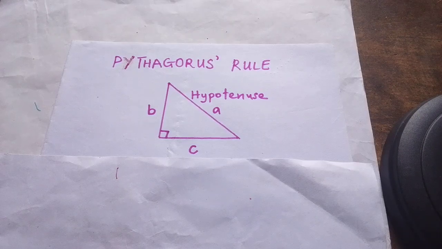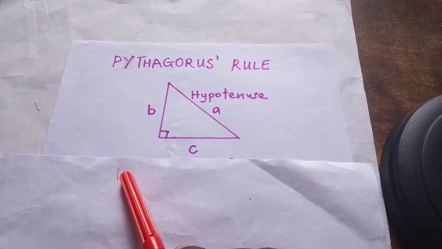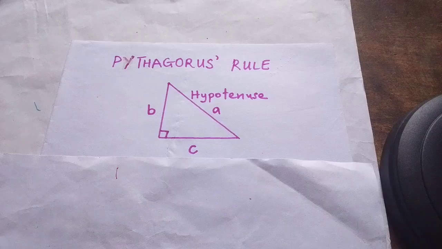Then what is Pythagoras rule? It says that the square of the hypotenuse should be equal to the addition of the squares of the other two sides. Now, whenever you see a right angle triangle, you need to identify the hypotenuse. How are you going to identify the hypotenuse? The hypotenuse is the line facing the right angle.